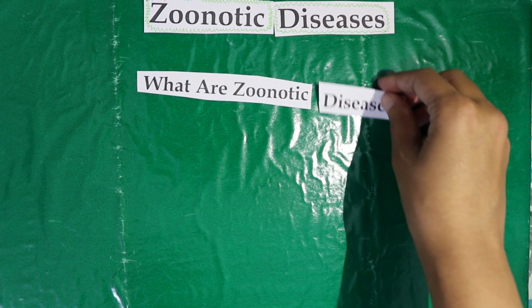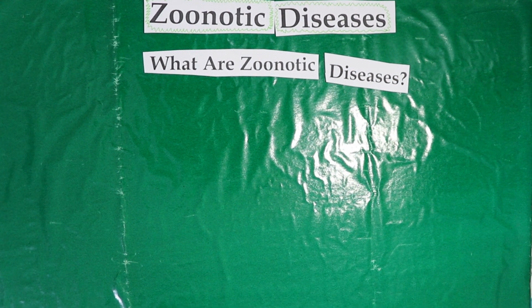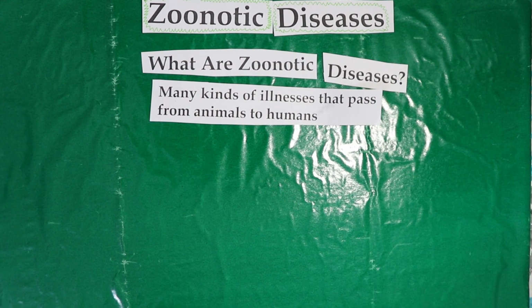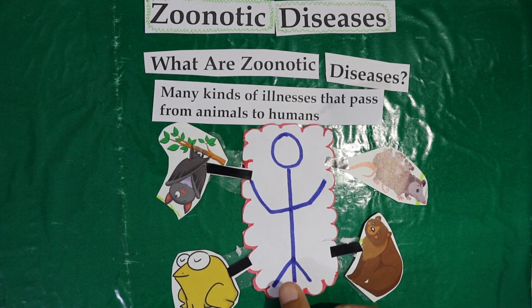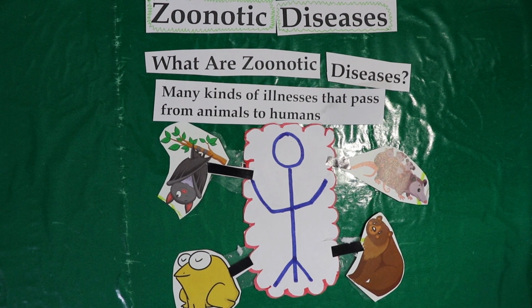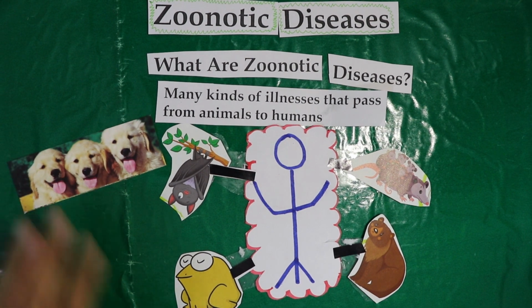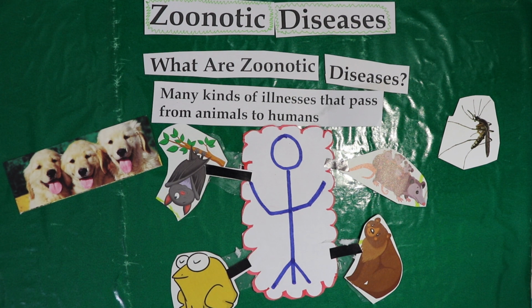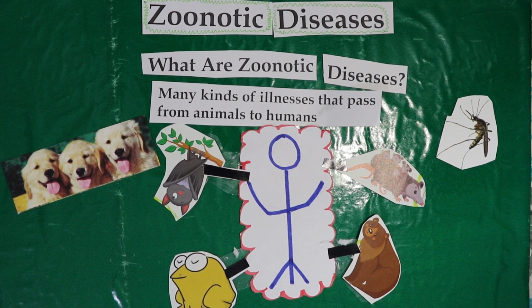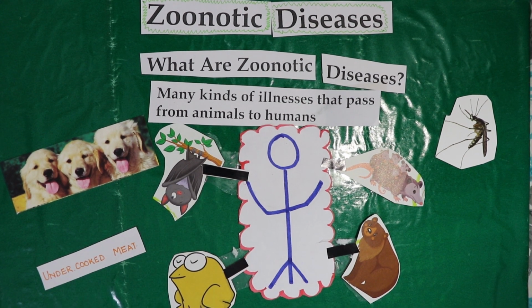Zoonotic diseases are basically the many kinds of illnesses that pass from animals to humans. These diseases, also called zoonoses, can be transmitted in many ways. Say, for example, animal or insect bites. You can take the example of rabies or Zika. It can also spread via petting or otherwise handling sick animals. And these zoonotic diseases are also transmitted by eating undercooked meat or consuming contaminated water.